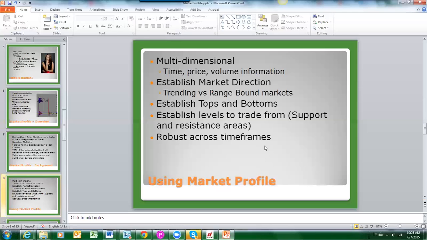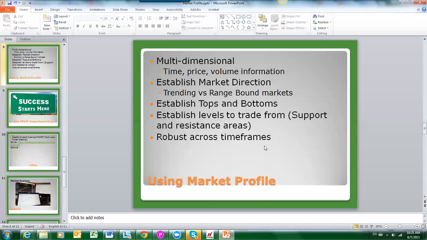And again, it's robust across time frames, so you can use it on a 30-minute time frame, which is traditionally what was used in the past, and you can use it on your 15-minute, 5-minute, or 1 hour, 4 hour, whatever time frame you're looking for. So it is robust in that sense. It works across multiple time frames.